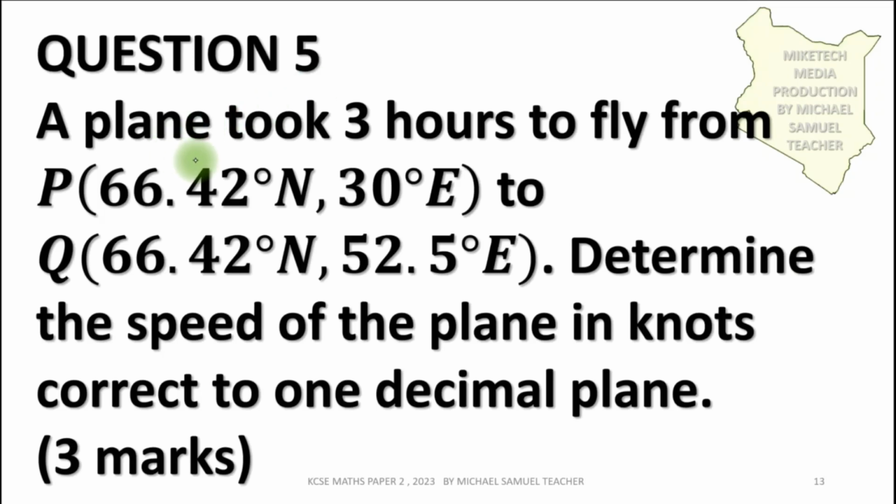Question 5. A plane took 3 hours to fly from point P, which is 66.42 degrees north, 30 degrees east, to point Q, which is 66.42 degrees north, 52.5 degrees east. Determine the speed of the plane in knots, correct to 1 decimal place.